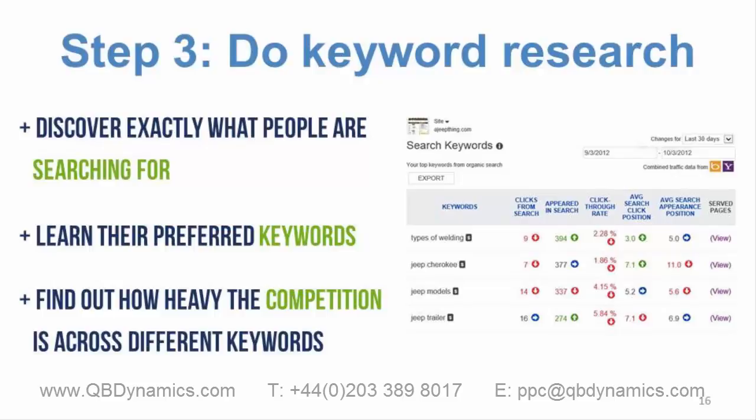Now, it's really amazing how much information you can get from search engines to help you plan your campaigns. With search advertising, it's all based on the keyword or the keyword phrase that somebody is searching for. This is how you base the target of your ad campaign. It's based on the keywords or keyword phrases. Now, you want to discover exactly what people are looking for, and you also want to learn their preferred keywords.